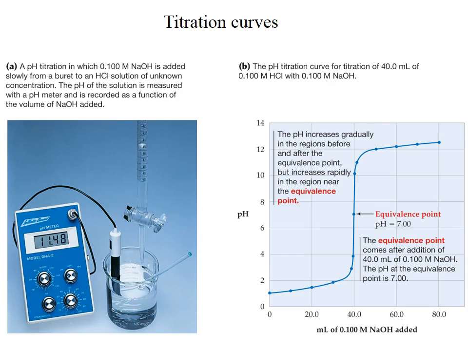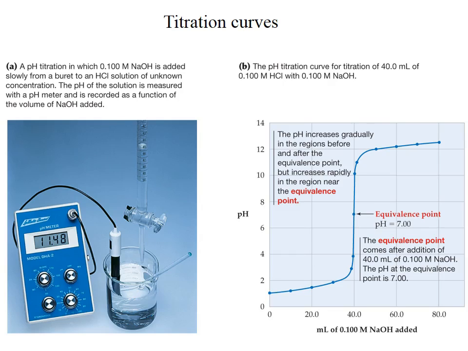Another aspect of titrations are titration curves. So if we monitor the titration by measuring the pH as we add titrant from the burette to the beaker or flask that contains the analyte. So you can see the picture on the left, we would monitor the pH with a pH meter like you see, and you can see the bottom of the burette as it's dispensing titrant into the beaker.